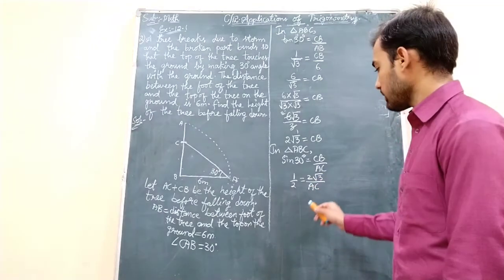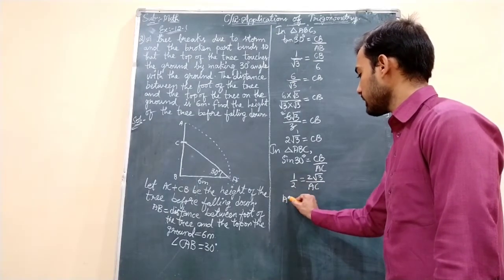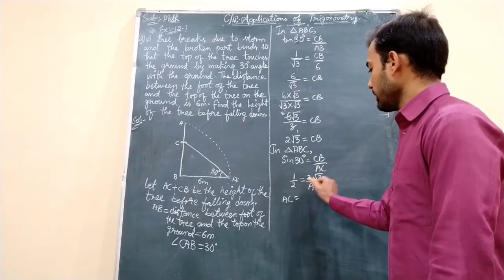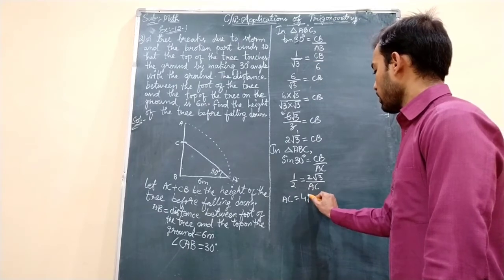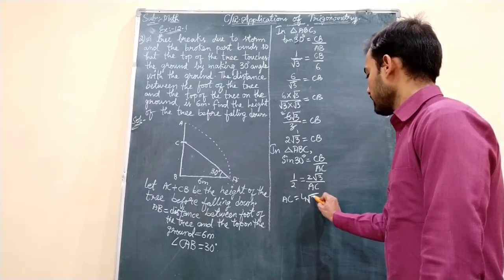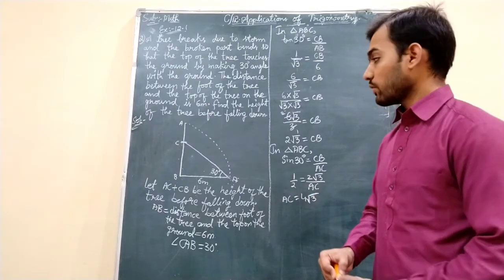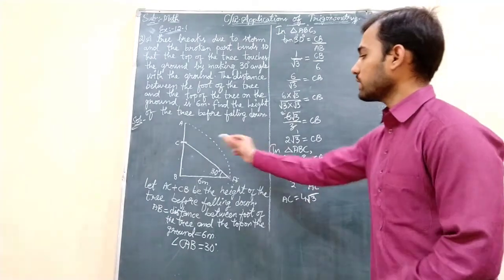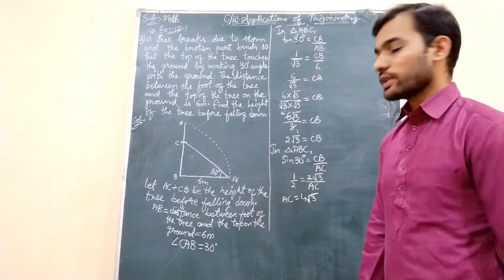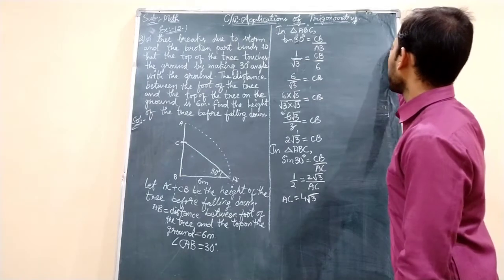Now cross multiplication we will do. AC into 1 is AC. And 2 into 2 root 3 is 4 root 3. Okay students. So we got the measurement of both the parts. Now we will add them to get the height of the tree before falling down.